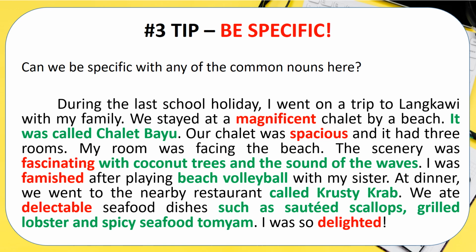My room was facing the beach. The scenery was fascinating with coconut trees and the sound of the waves. So, we have added example here. I was famished after playing beach volleyball. So, what kind of ball you play with your sister? So, beach volleyball. So, at dinner, we went to the nearby restaurant called Krusty Krab. Okay, you give name to that restaurant. We ate delectable seafood dishes such as salted scallops, grilled lobster, and spicy seafood tom yum. So you give examples. I was so delighted, right?